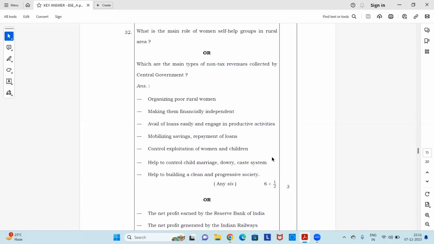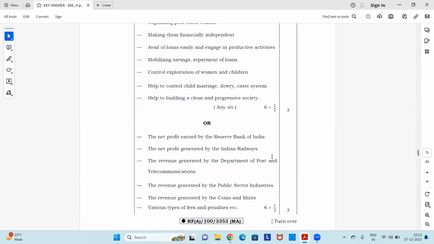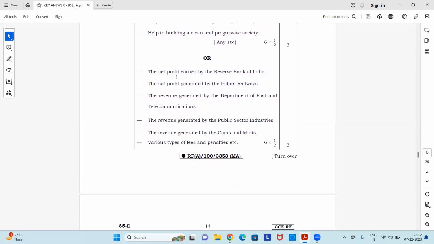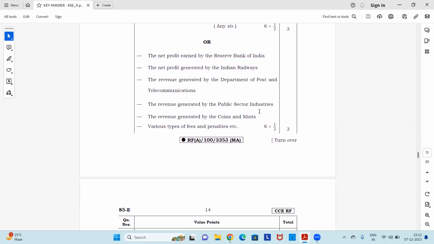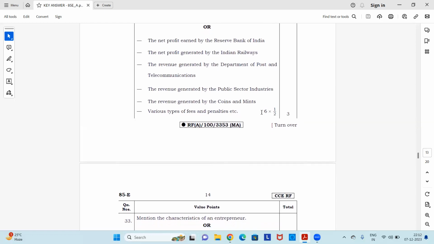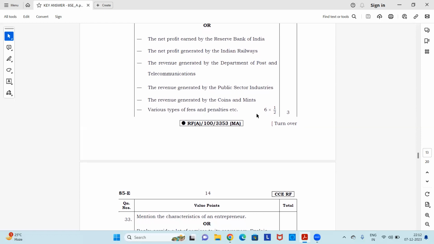Now, what are the types of non-tax revenues collected by the government? The points are the net profit earned by the Reserve Bank of India, the net profit generated by the Indian Railways, the revenue generated by the Department of Post and Telecommunications, the revenue generated by the public sector industries, the revenue generated by the coins and mints, and various types of fees and penalties. So these are the answers.